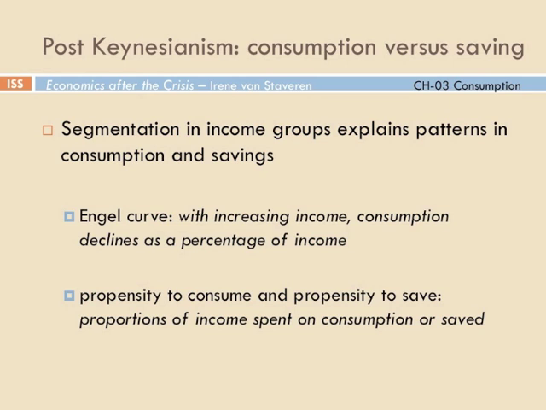Post-Keynesian consumer theory focuses on the decisions that people make on how much money to spend on consumer goods and how much money to save. An interesting finding by an economist called Engel is the Engel curve, showing that when people get richer, the percentage of the income they spend on consumption declines, and hence a bigger percentage of their income they will save for investment, for speculation, or just to be sitting on their savings account.